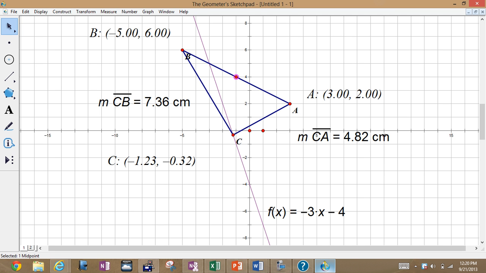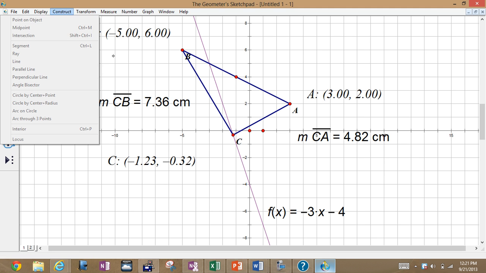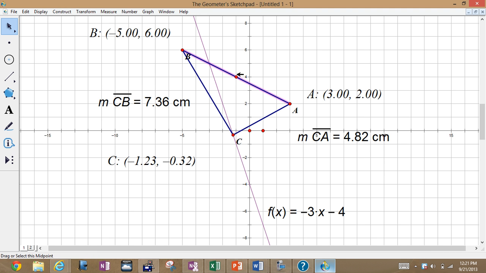Okay, and then also compute the slope of that segment. So here we go. But then select the midpoint and the slope and find the equation of the perpendicular bisector. So here we go.